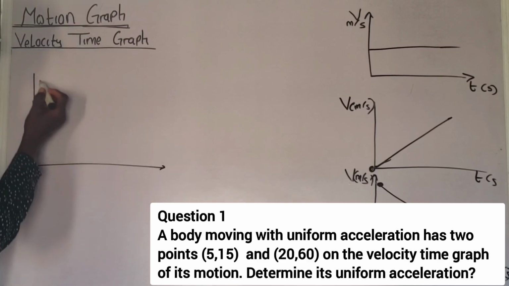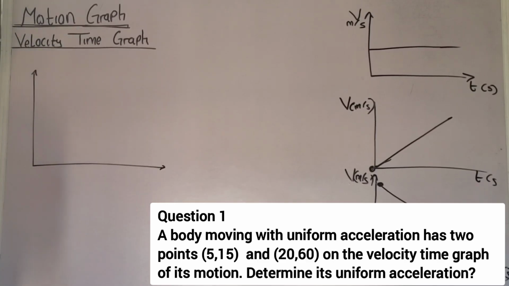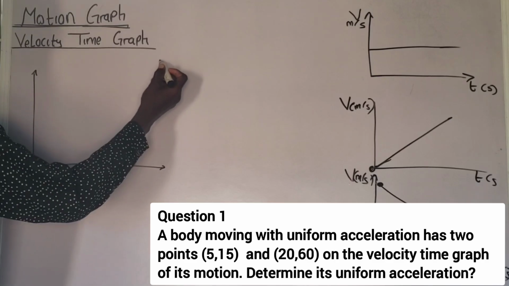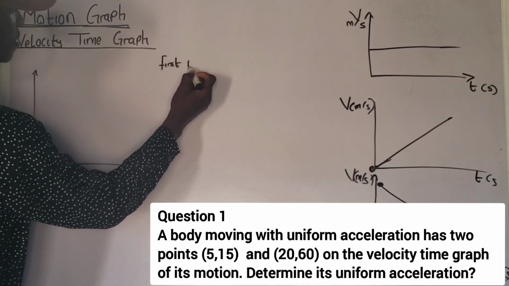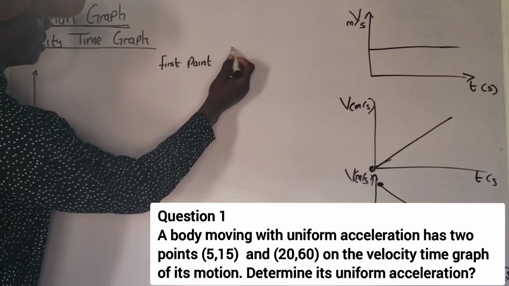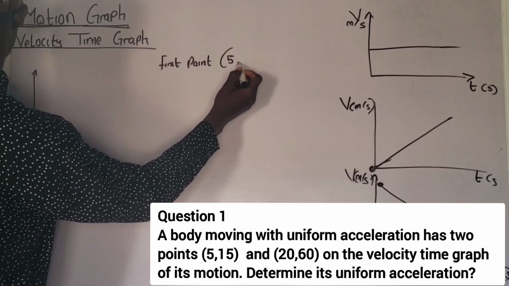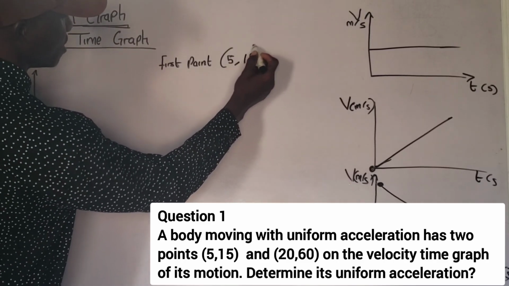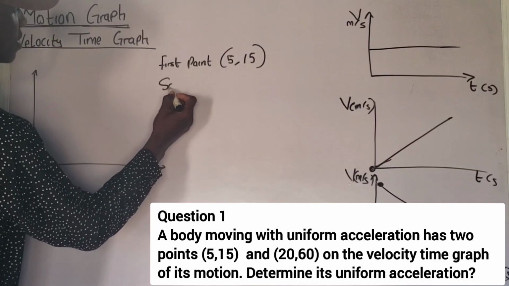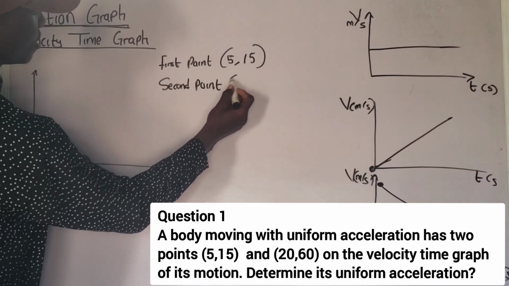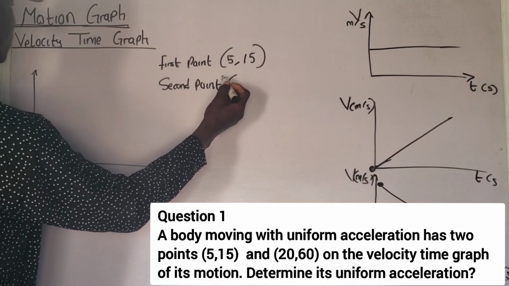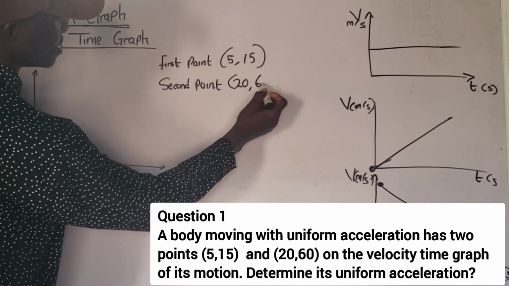We are given two points. The first point is (5, 15), sorry. The second point is (20, 60).